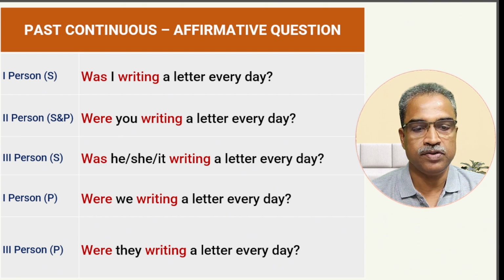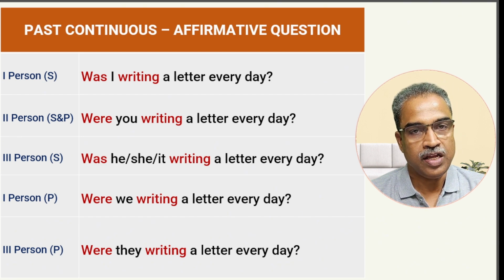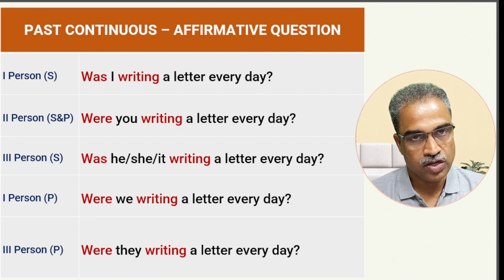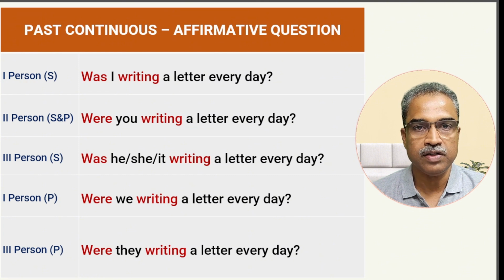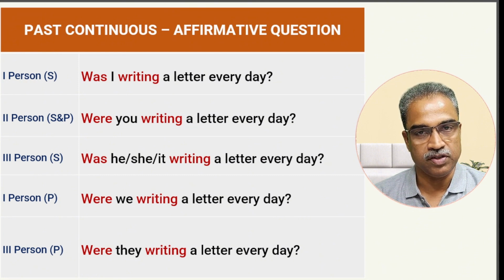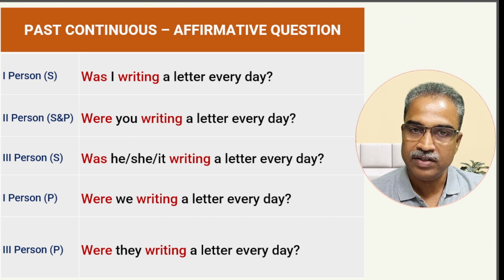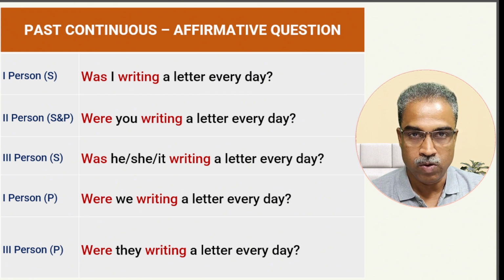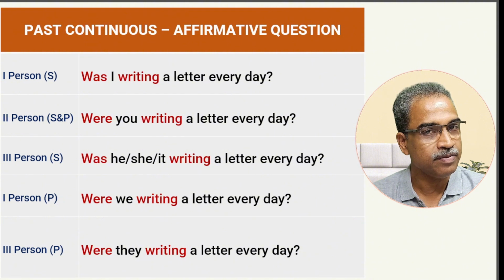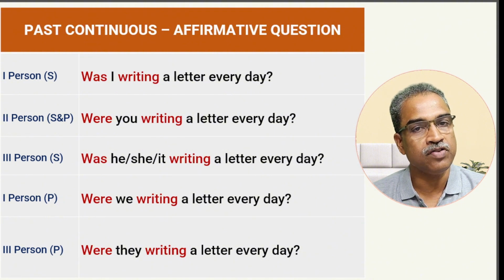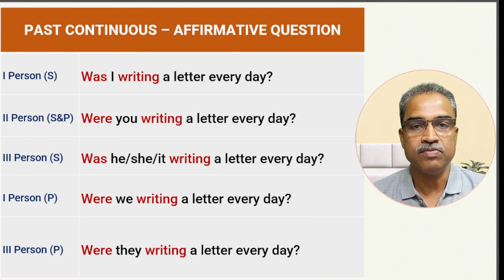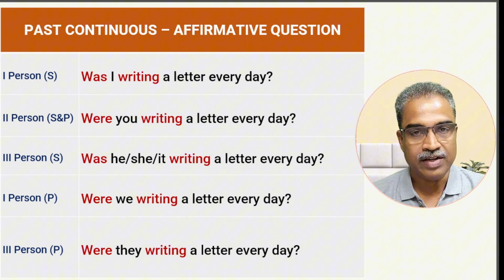And now in the third person, it is he, she, it. "Was he writing a letter?" "Was she writing a letter?" "Was it writing a letter?" That's the affirmative question. And next, first person plural, we. "We were writing a letter" becomes "Were we writing a letter every day?" That's the question. And third person plural, that is of course they. "They were writing a letter" now becomes "Were they writing a letter?" Were they writing a letter?